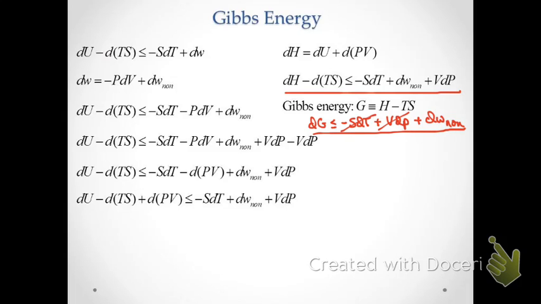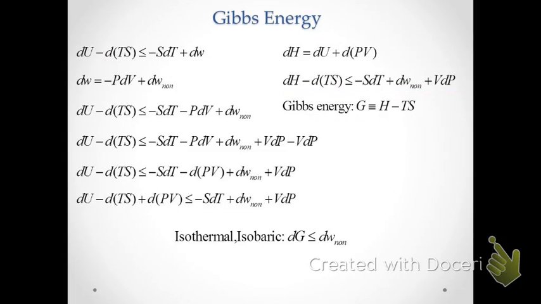Now, if we consider an isothermal and an isobaric process, the first two terms in that expression will be 0: dT will be equal to 0, dP is equal to 0. So for an isothermal isobaric process, we have the following down here at the bottom of the page, where dG is less than or equal to dW non-PV work. So this is the situation where dG is less than or equal to dW non-expansion work. If we do not have any non-expansion work, then this will be, of course, 0. We'll come up to that in a second. But this is one of the crucial things that the Gibbs energy tells us.